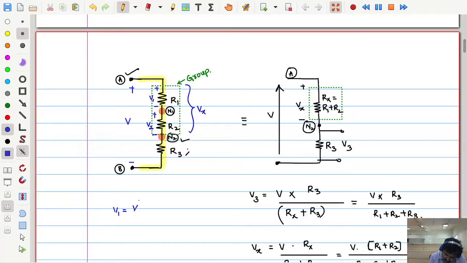How much is available among you and your brother? That is R1 and R2. Vx into your strength, that is R1 divided by R1 plus R2. Similarly, your brother or sister's strength is R2, so the distribution is Vx into R2 by R1 plus R2. Clear? So in this way you can keep on reducing the distribution and find the whole distribution.